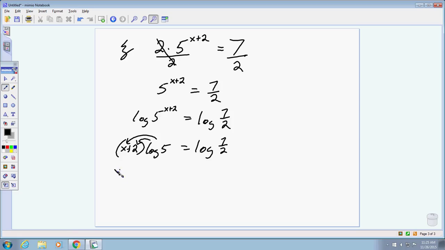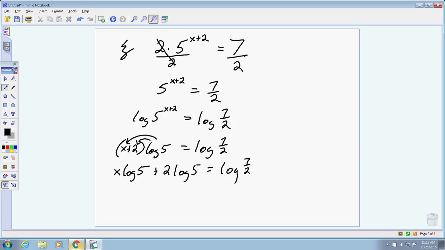So x log 5 plus 2 log 5 equals the log of 7 halves. As long as you're not breaking any rules there, you can solve for x however you want. I think this is more the common way to see it, but I don't know.